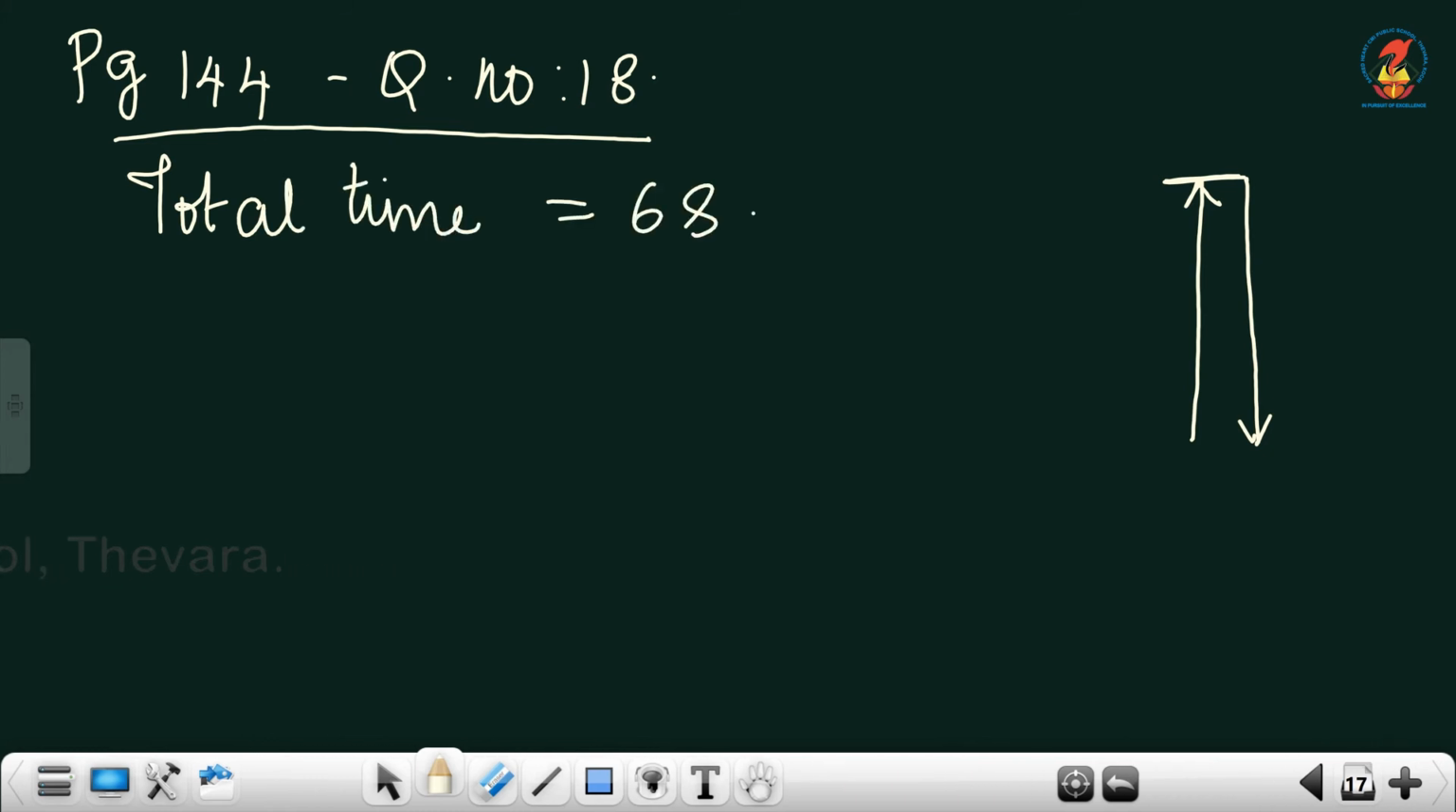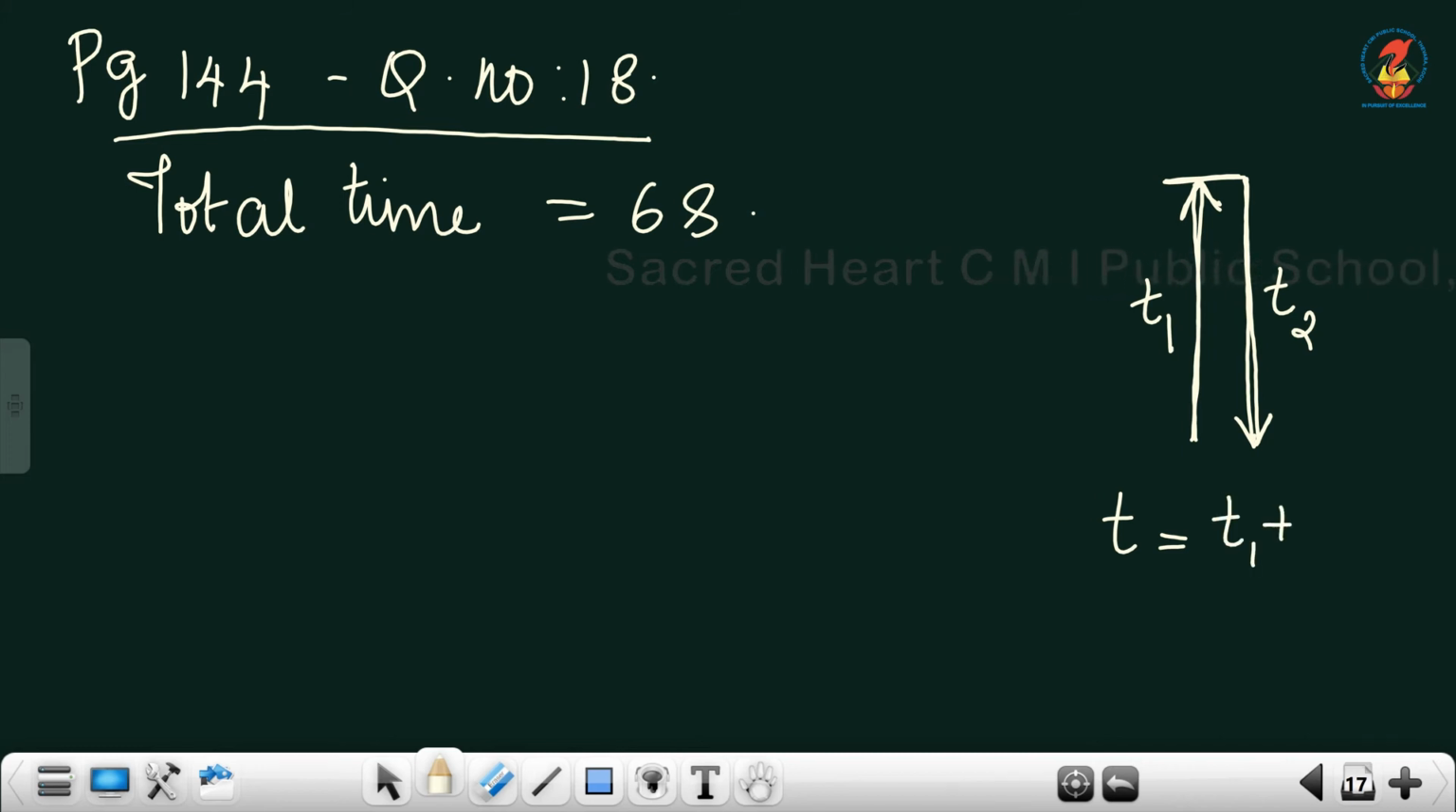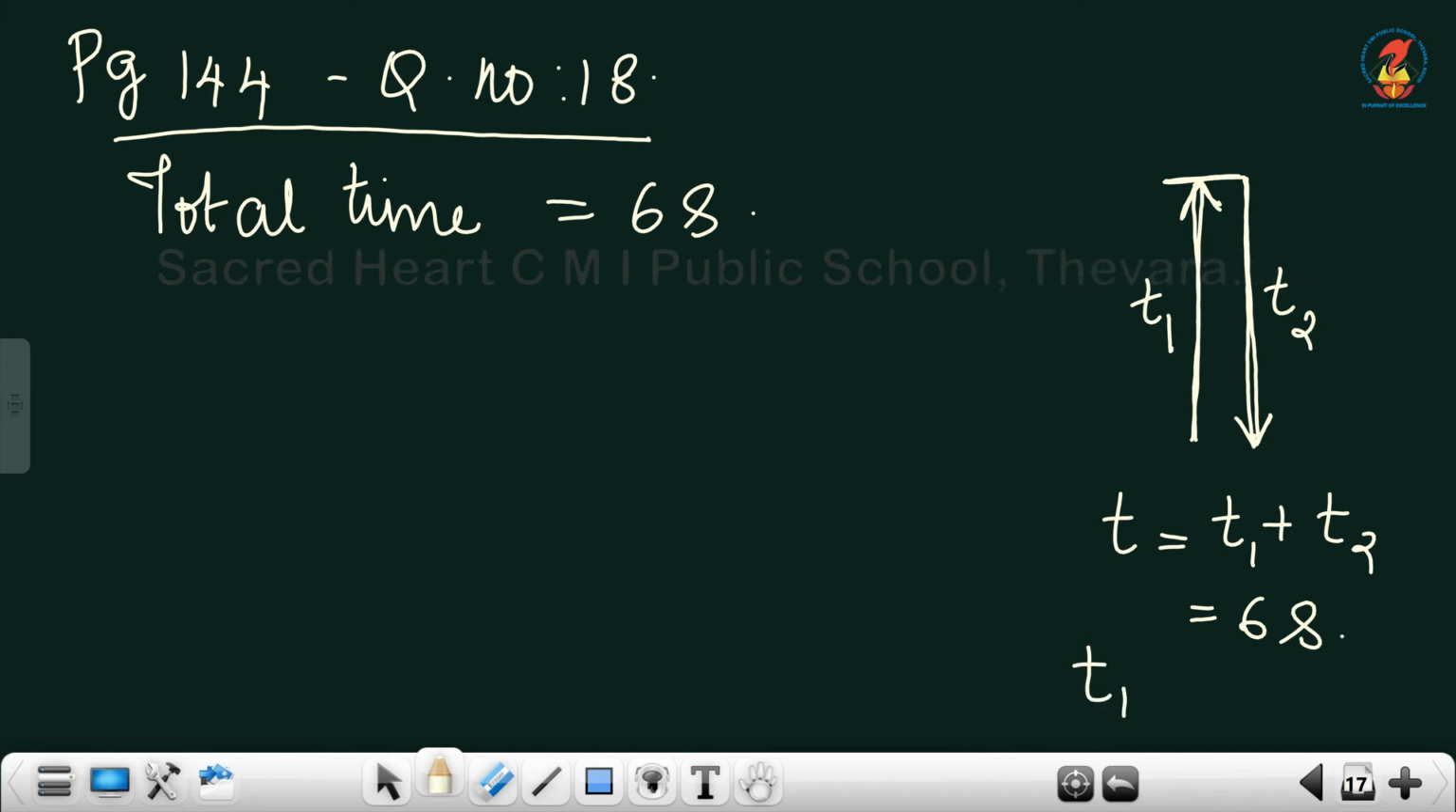Total time: for the ball to move up, let the time taken be t1. After reaching a maximum height, the ball will move back to the ground. Let that time be t2. So total time will be t1 plus t2. It is given as 6 seconds. Okay, so what will be t1? Here also the body is under free fall, so the acceleration of the body will be equal to acceleration due to gravity, and the body moves up and follows the same straight line path to reach back the ground.